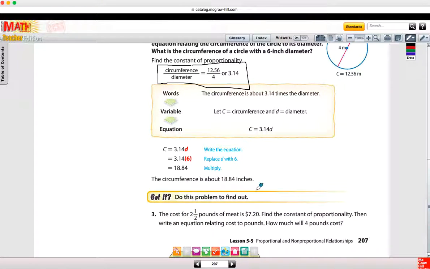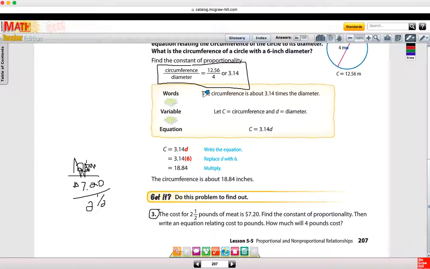I'm going to jump down here to the Got It problem at the bottom of page 207. We have the cost for 2.5 pounds of meat is $7.20. So 2.5 pounds for $7.20. And actually, I probably should have written that the other way around. $7.20 for 2.5 pounds of meat there. So find the constant of proportionality, then write an equation relating the cost to the pounds. How much will 4 pounds cost?